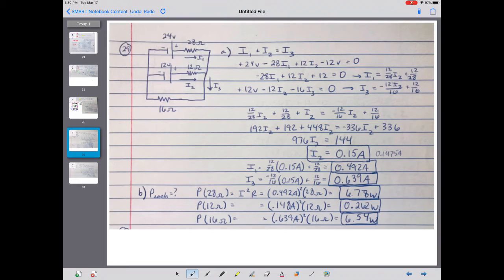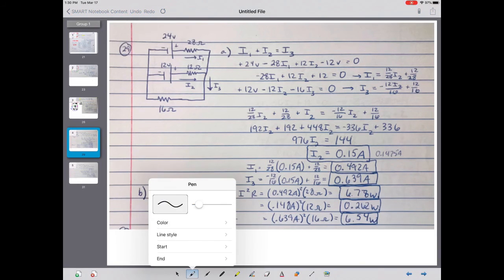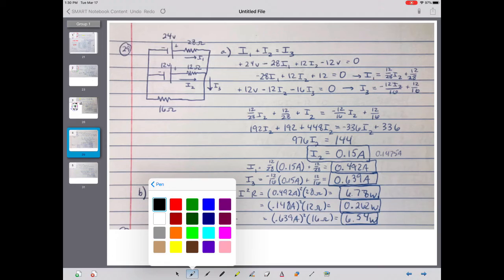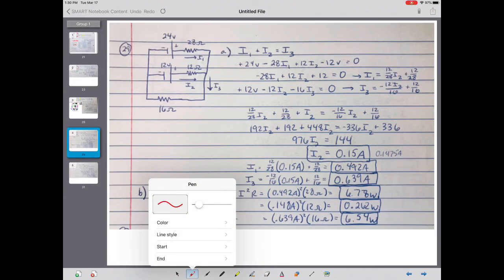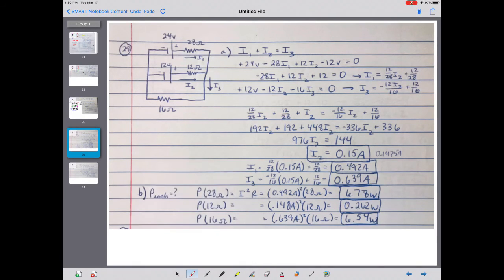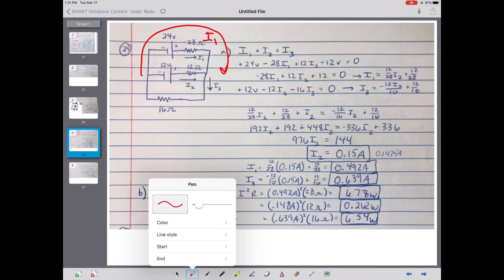Problem number 29. Same idea as the other ones, using Kirchhoff's laws. You're setting up what the currents are in each branch and being able to solve down. So emphasizing a little bit more the current directions I've drawn. The 24-volt battery is your highest voltage battery. And so I have I1 going around this branch in that clockwise direction.